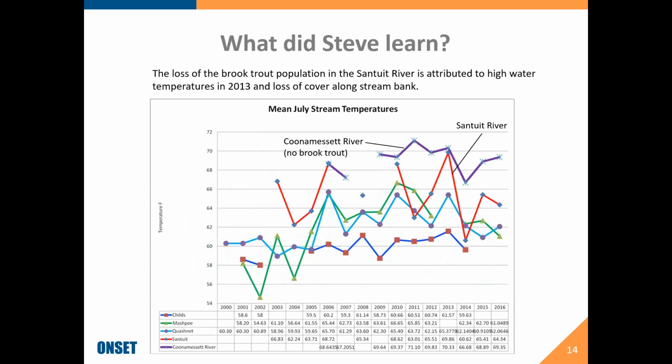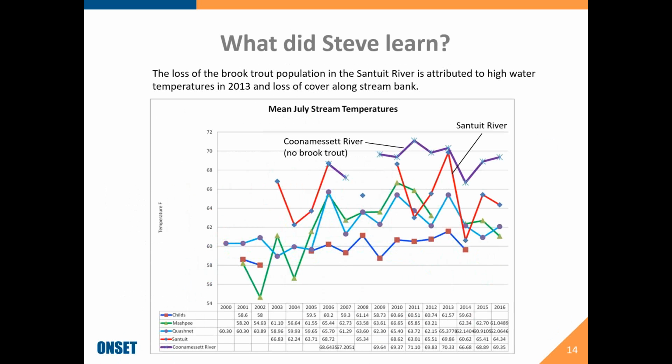So what else did they learn? Well, sorry, this graph's a little bit busy, but focus in on the red line. That's the Santuit River. That's the one where they saw the collapse of the brook trout population. And you can see in 2013 that they had an especially high average temperature through that year. It was up above 68 degrees, almost 70 degrees. And it was after that that they found that there was a collapse in the brook trout population. So yeah, that was very bad for the trout population.